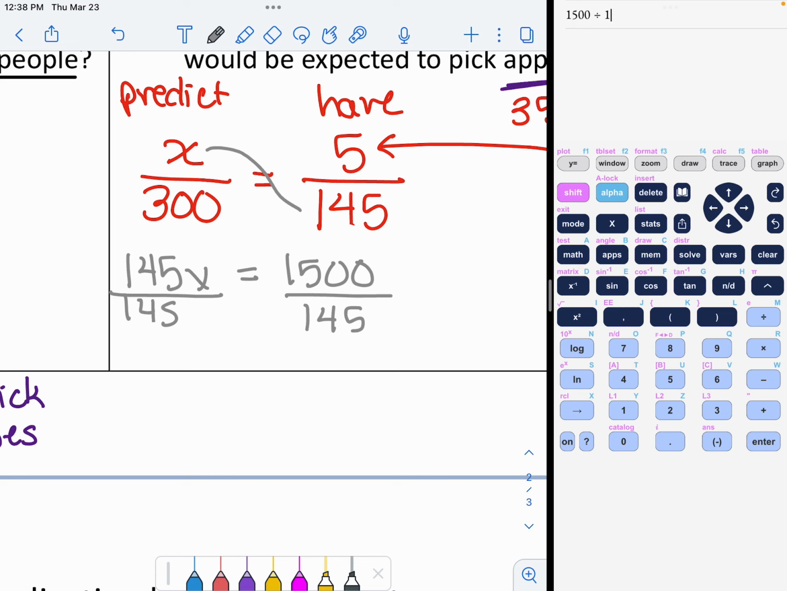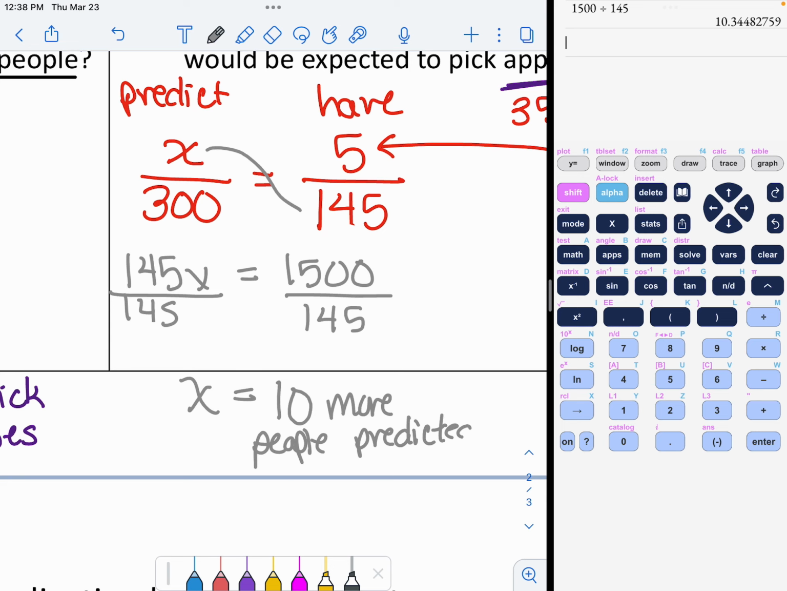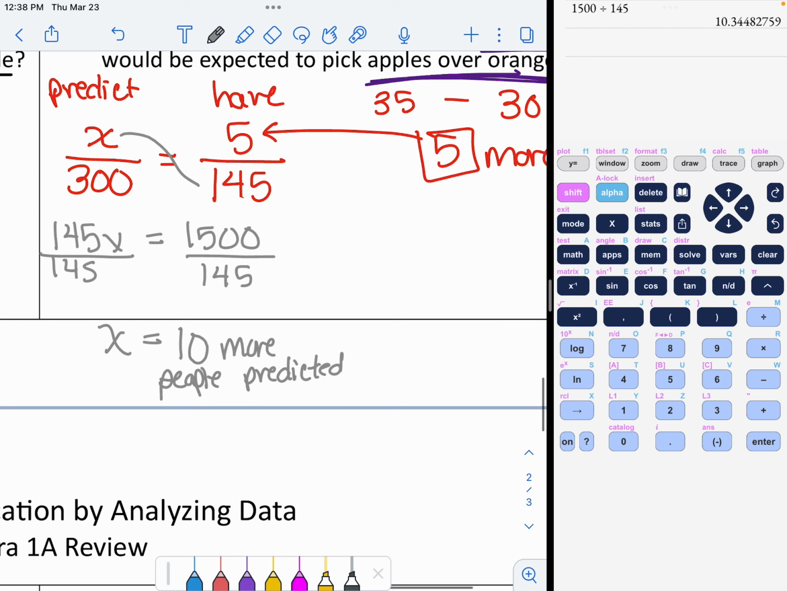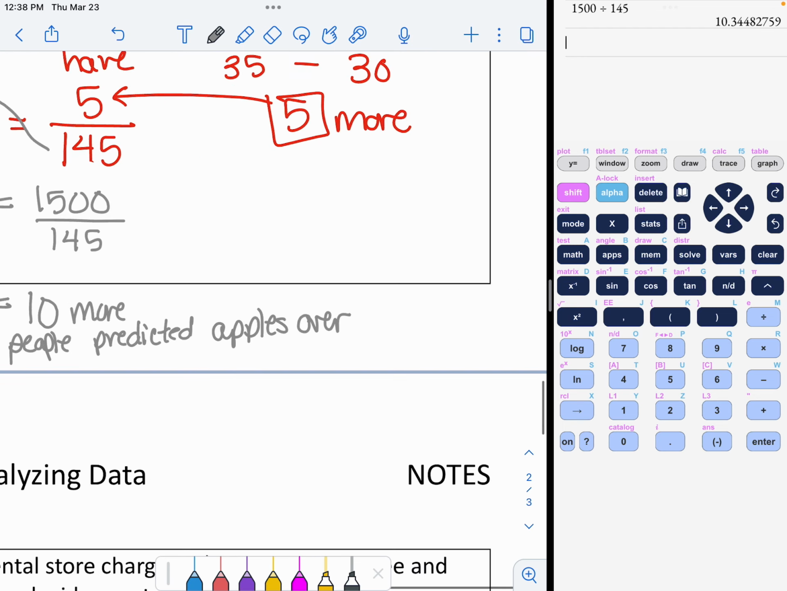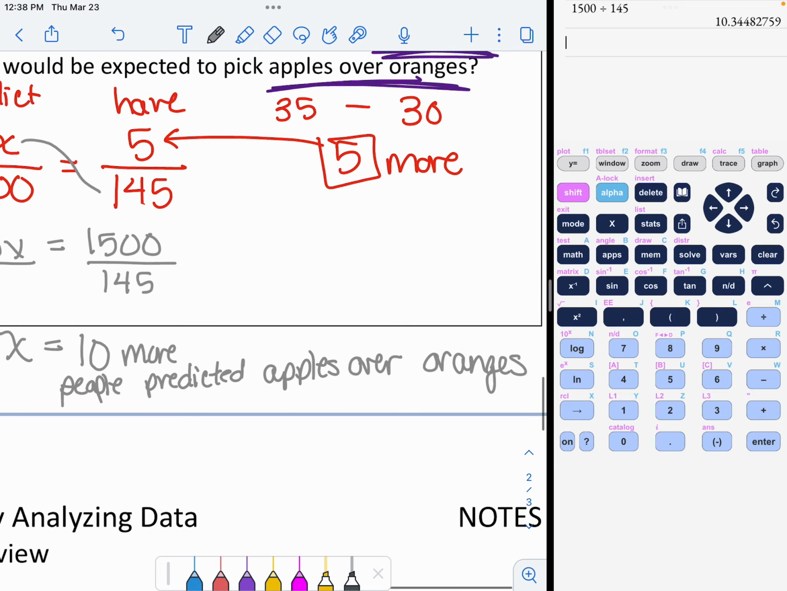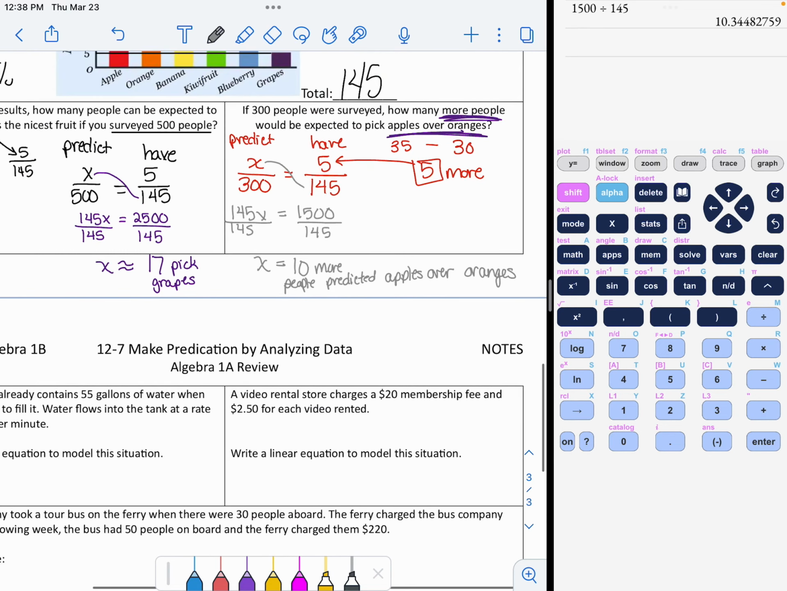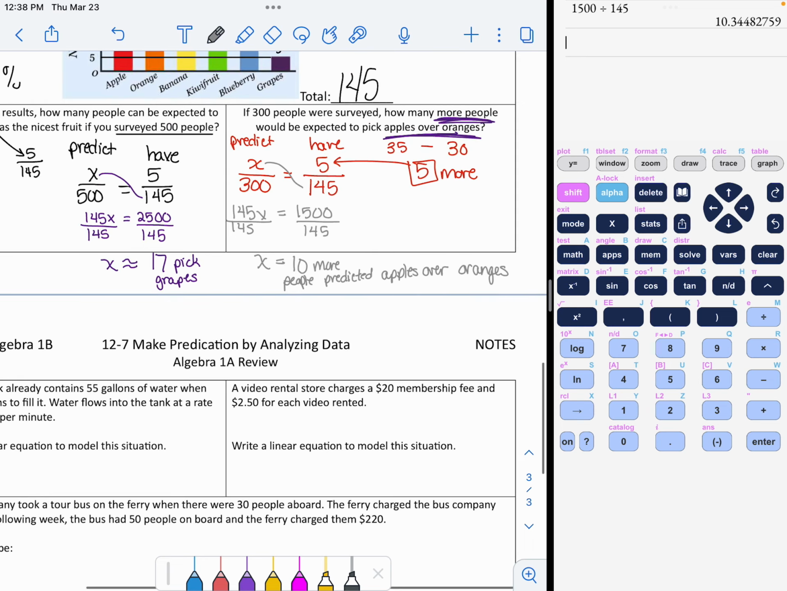1,500 divided by 145. So I can say essentially 10 more people would be predicted to pick. What am I picking? Apples, not just apples, but apples over oranges. Oranges. I even said it funny and I didn't spell it right. Okay, so if you're trying to pick one over the other, you need to make sure you do that subtraction thing. And if you don't have a percentage, you do it out of the total that you do have.